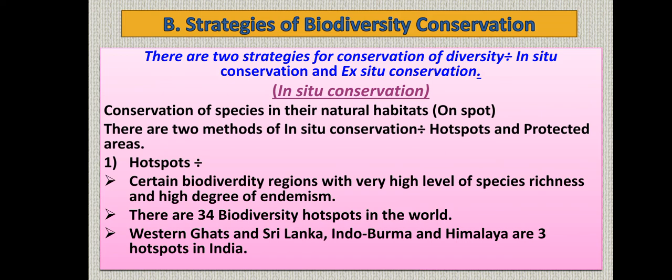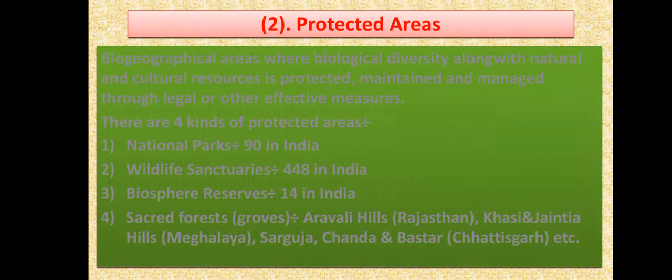There are two methods of in situ conservation, that is hot spots and protected areas. Hot spots: certain biodiversity regions with very high level of species richness and high degree of endemism are known as hot spots. There are 34 biodiversity hot spots in the world. Western Ghats and Sri Lanka, Indo-Burma and Himalayan are the three hot spots in India.